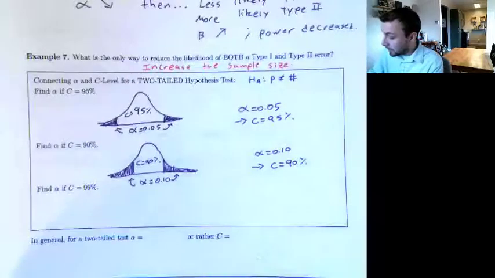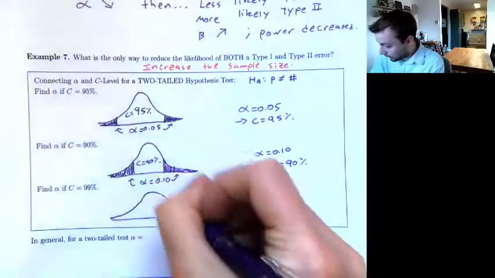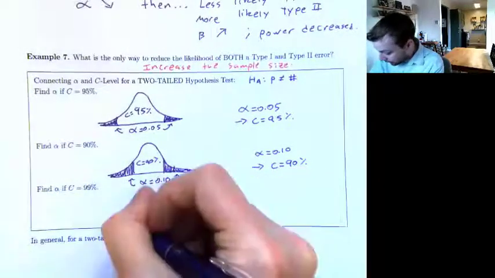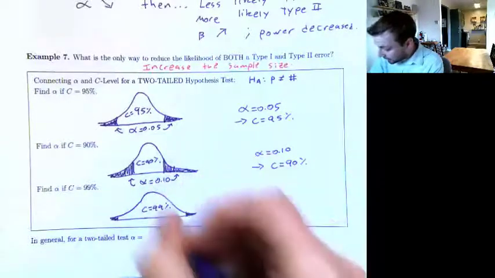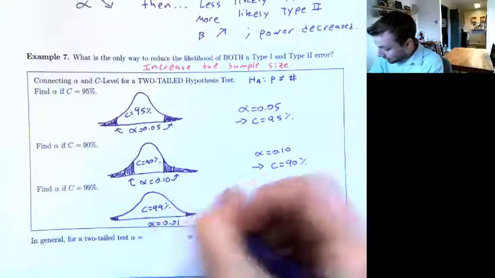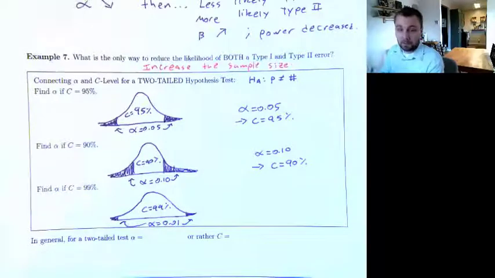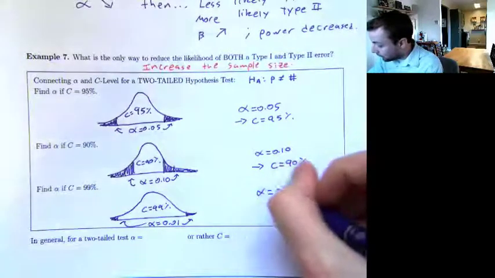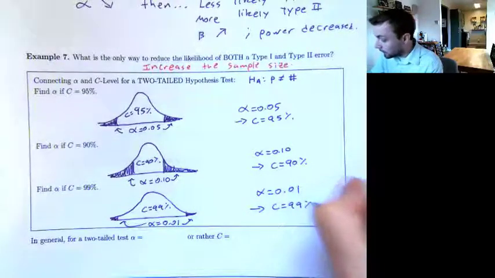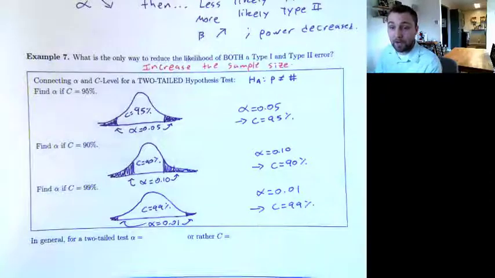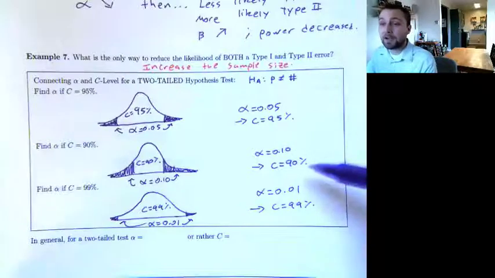The third most common confidence level is 99%. I think you might see where this is going. Little tails here, 99% confident in the center. If I have 99% there, I'm way out in the boonies and I have 1% remaining. So if I use a really small alpha level of 1%, then I have to be really, really confident to reject the null hypothesis.